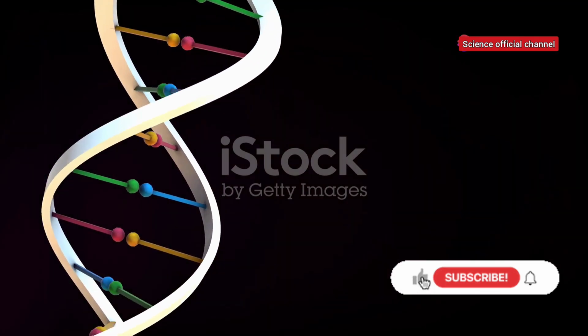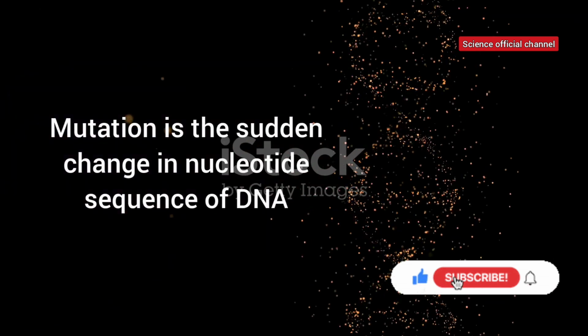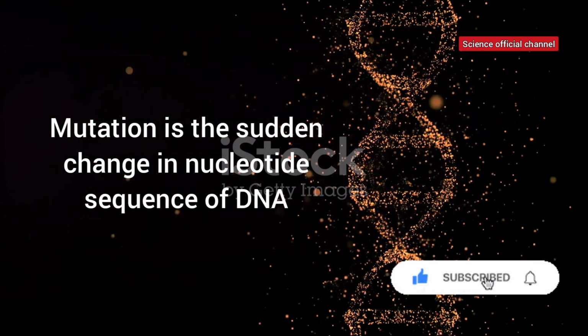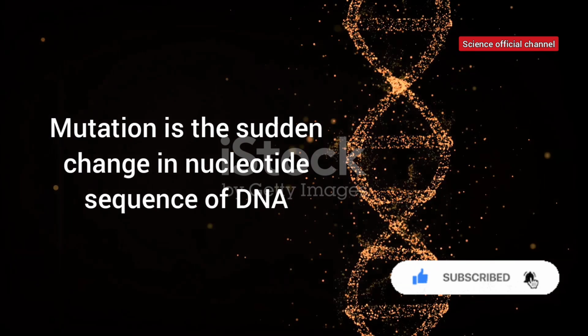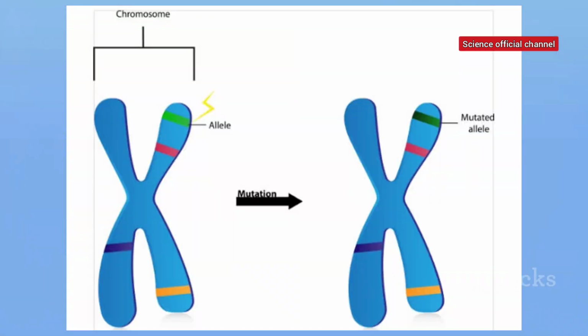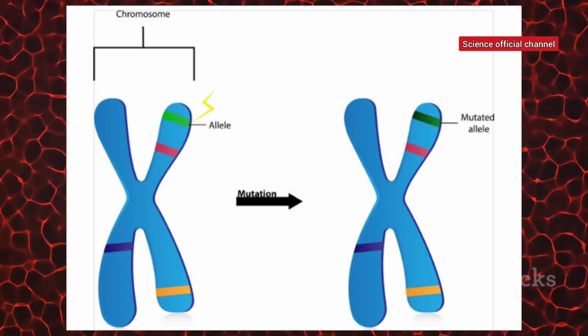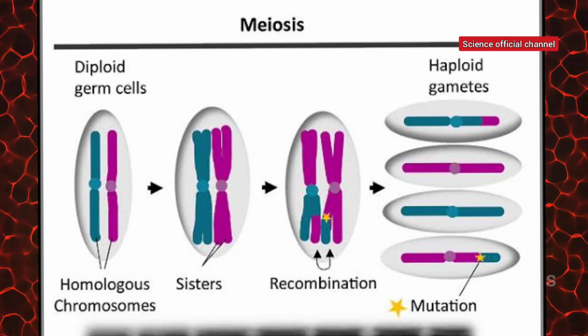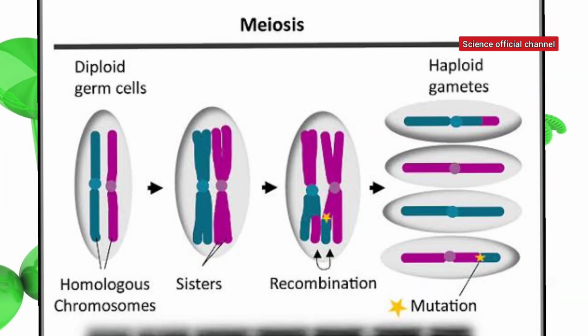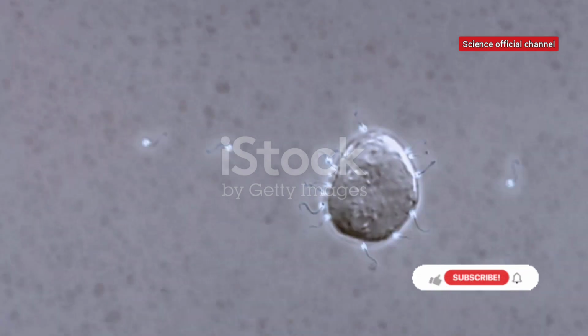Mutations are another important source of variations. Mutations are defined as the sudden change in nucleotide sequence of DNA. Alleles arise by mutations. The original allele is called the wild type and the new allele the mutant allele. Mutations also happen during gamete formation through meiosis. Mutations also contribute towards biological evolution.